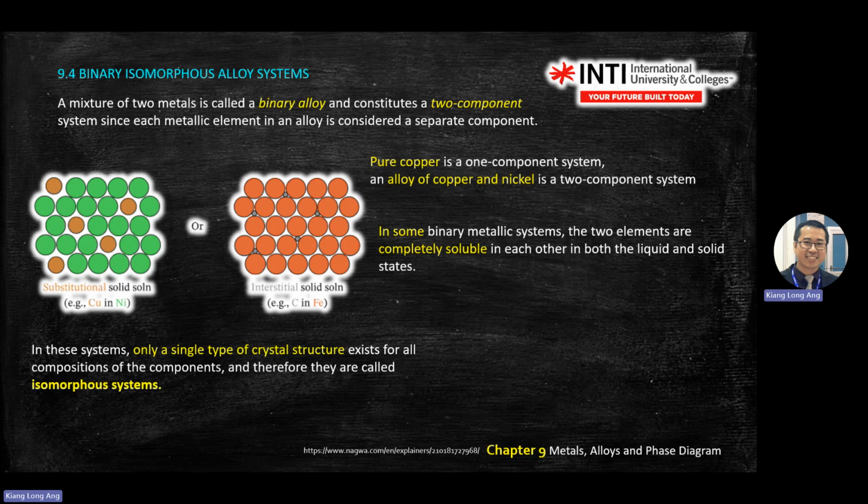In this system, only a single type of crystal structure exists for all compositions. They are called isomorphous systems. If you're having an isomorphous system, it's actually a very easy question because everything has the same crystal structure. So if you see BCC, then it's BCC.